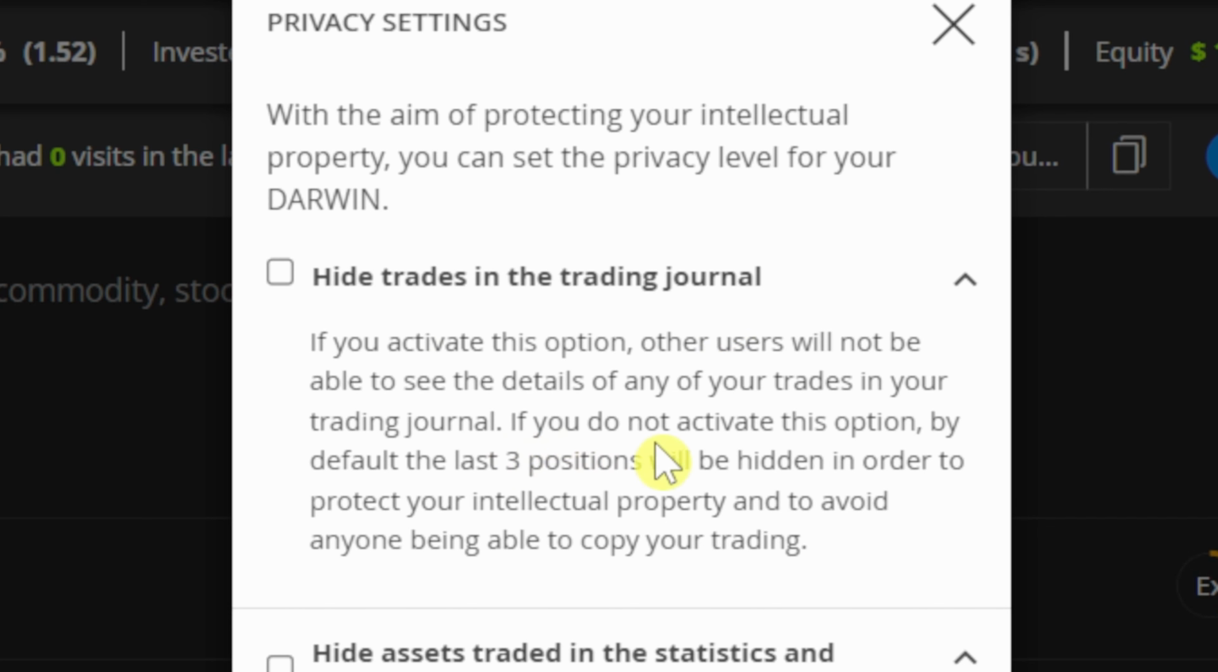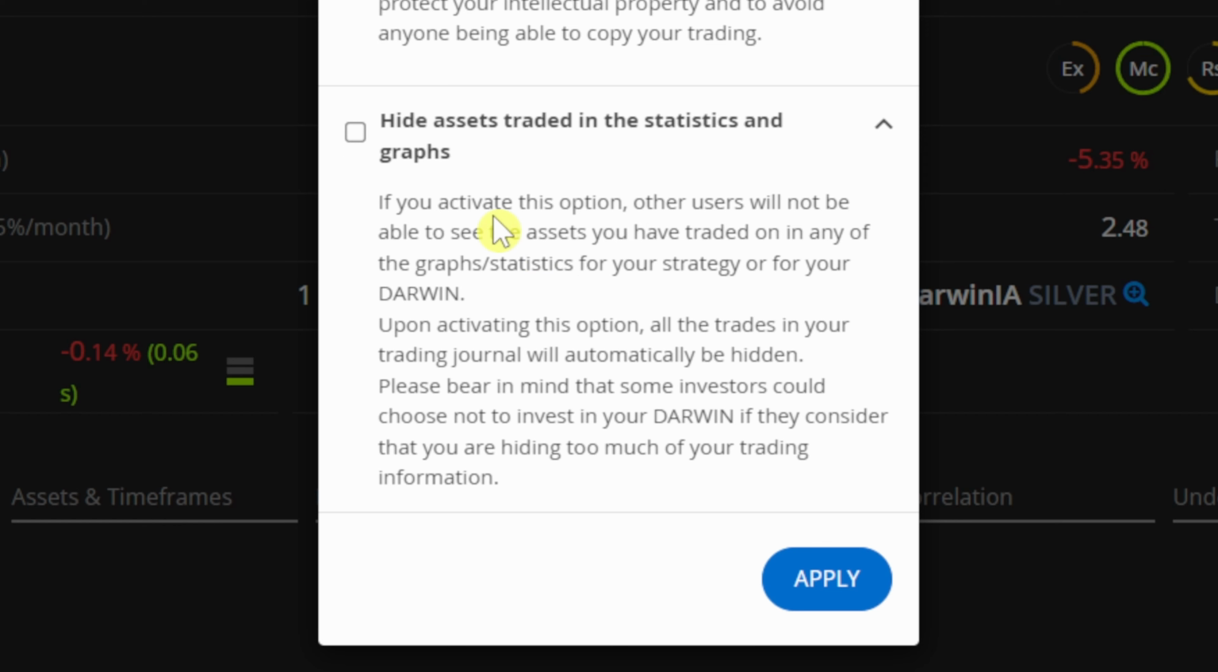It says here, if you do not activate this option, by default the last 3 positions will be hidden in order to protect your intellectual property. Darwinex does understand that our trading is our secret sauce, so we don't want people copying it, so that's why these settings are there. The second option is to hide assets traded in the statistics graph. However, if you have too much stuff hidden from investors, people may not put money on your specific strategy.